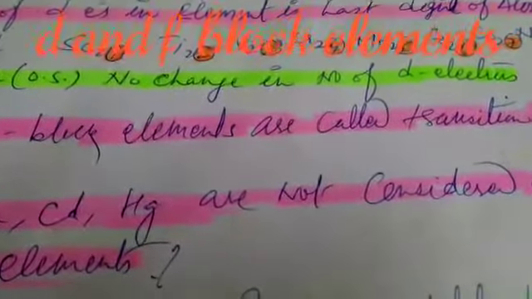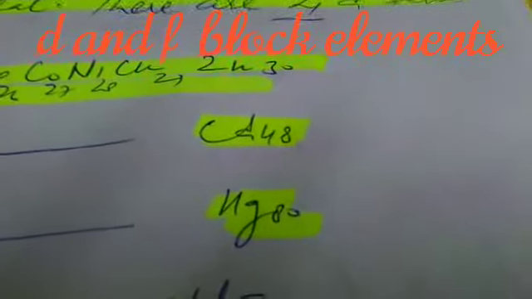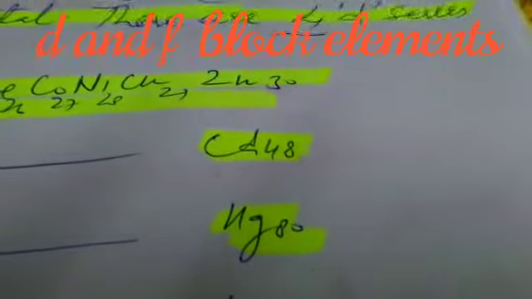As you can see, the definition of a transition element is that it must have incompletely filled d orbitals, but in the case of zinc, cadmium and mercury, the d orbital is completely filled. So these are not considered as transition elements. These are considered as d block elements, but not as transition elements due to their completely filled d orbital.